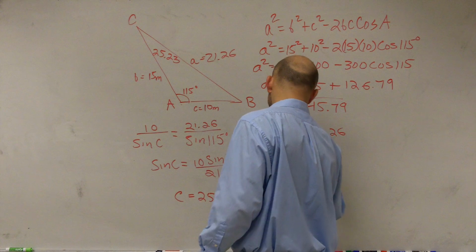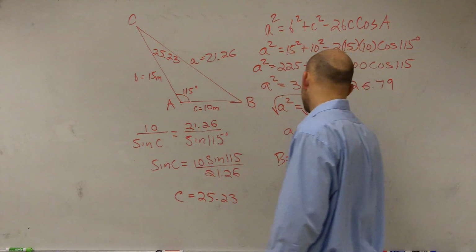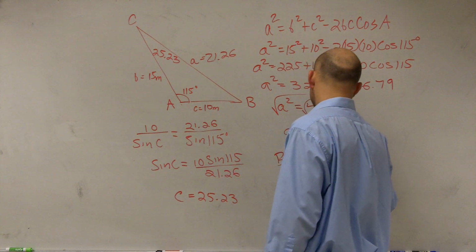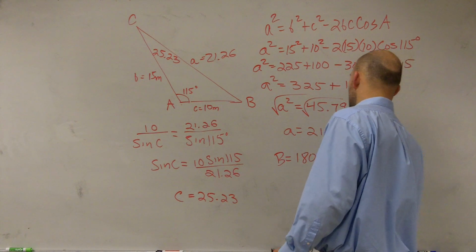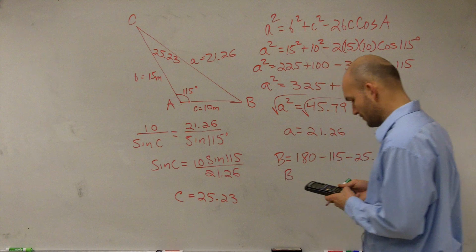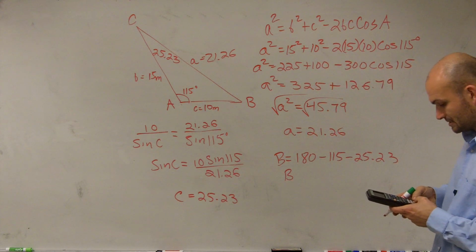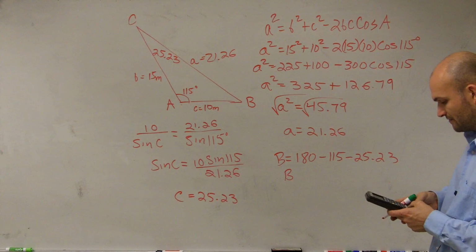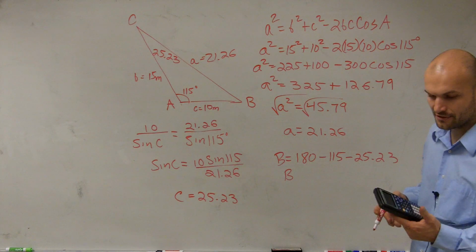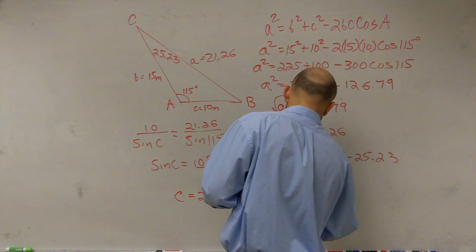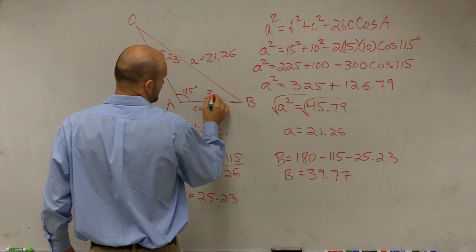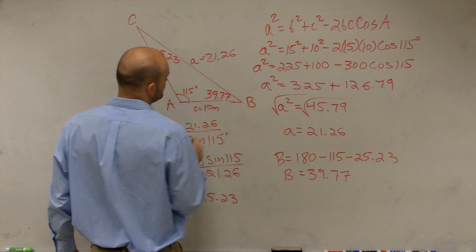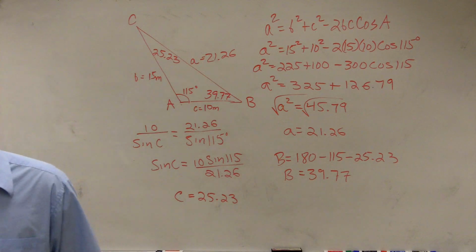Then to find B, it's going to equal 180 minus those two angles. So I have 180 minus 115 minus 25.23, and I get 39.77. So B is going to equal 39.77. Okay? And there you go.